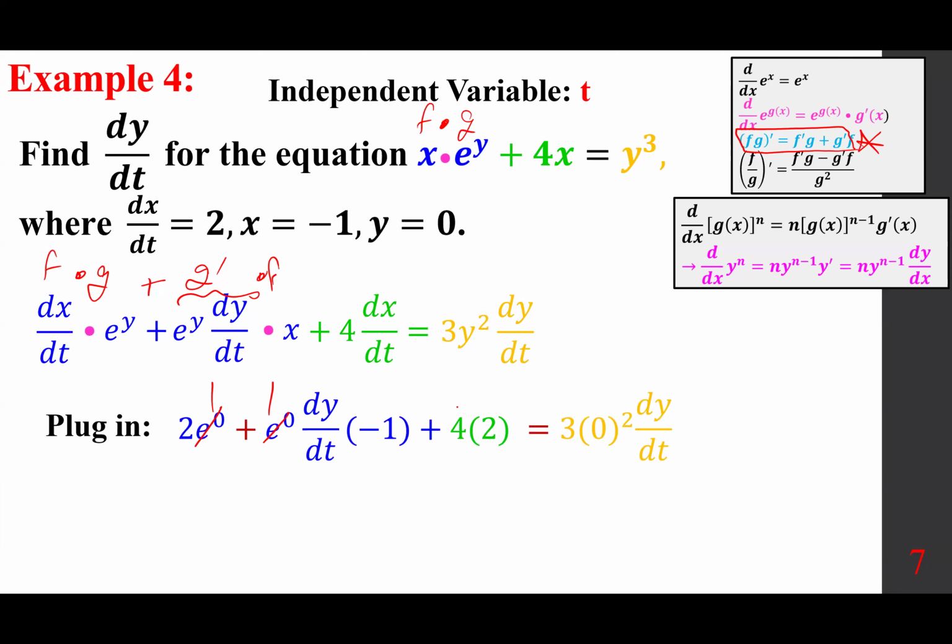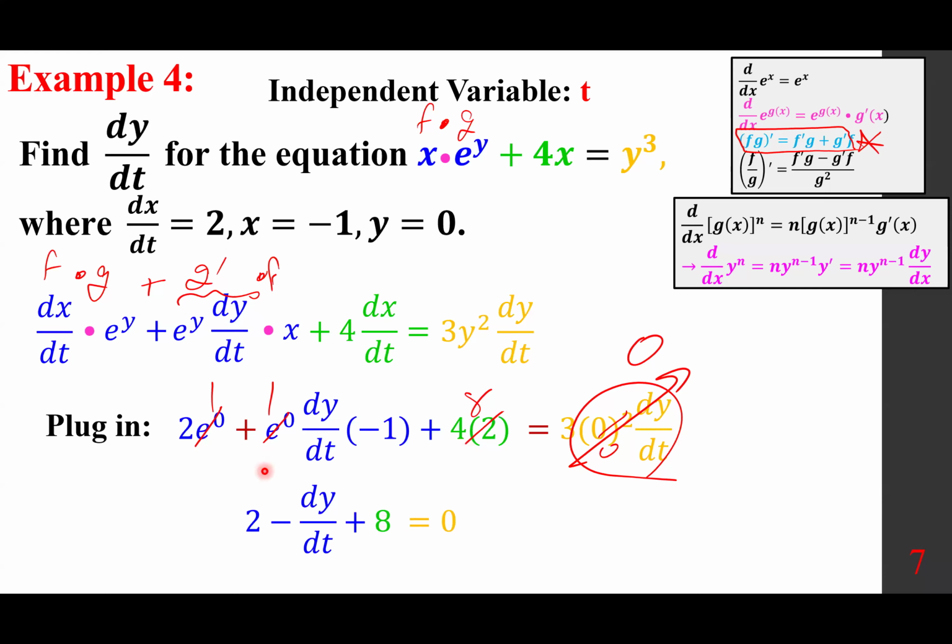this is 1, 8. This is 0. This entire thing is 0. So what do we have left? On the left side, we have 2 plus 1 times negative 1 is minus dy dt plus 8. And on the right side, we have 0. 2 and 8, they add up to 10. Move this, and 10 becomes dy dt, or dy dt becomes 10.